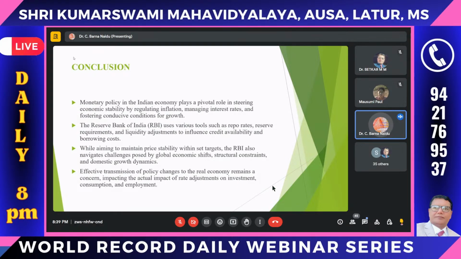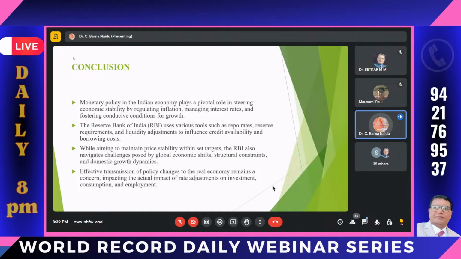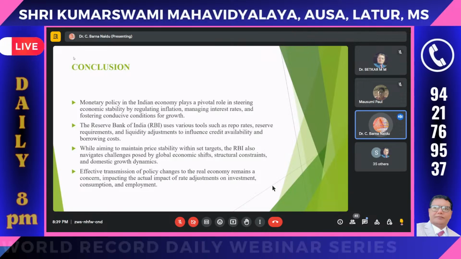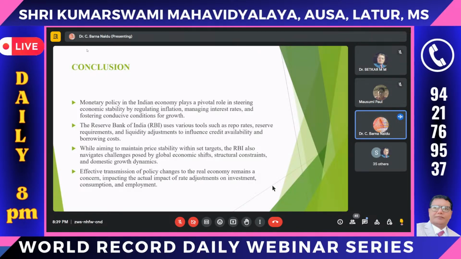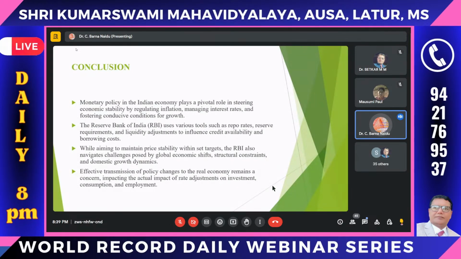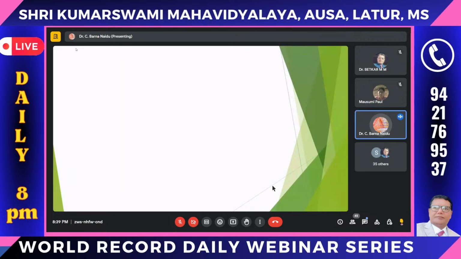Then, while aiming to maintain price stability within set targets, RBI also navigates challenges posed by global economic shifts, structural constraints, and domestic growth dynamics. Effective transmission of the policy to the real economy remains a concern, impacting the actual impact of rate adjustments on investment, consumption, and employment.